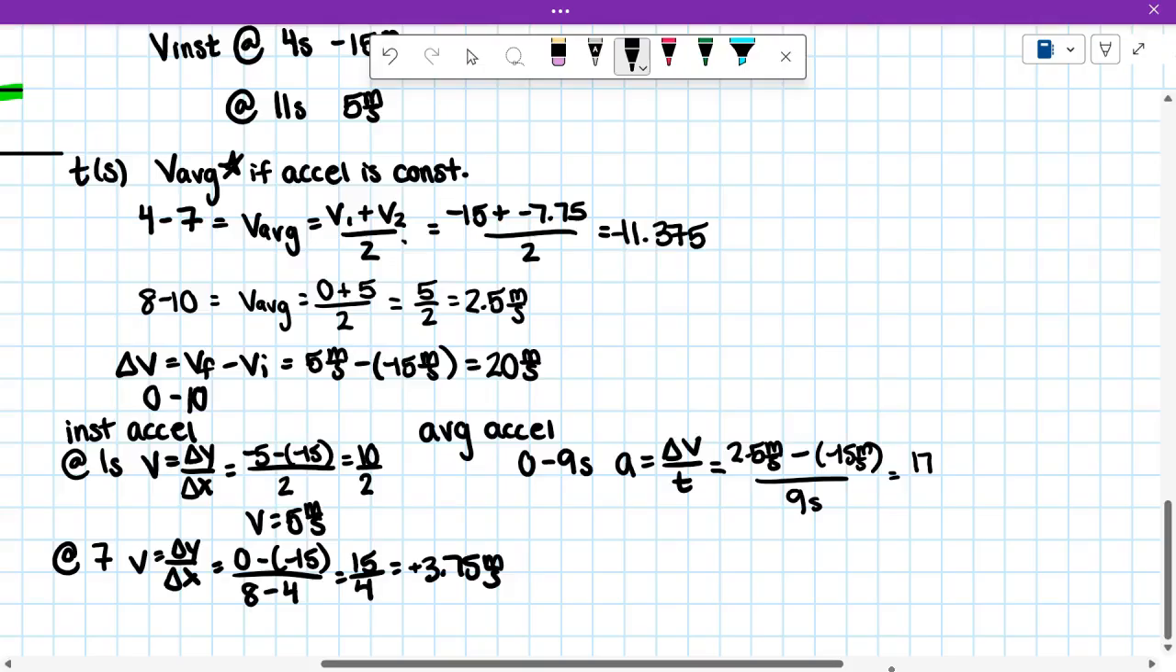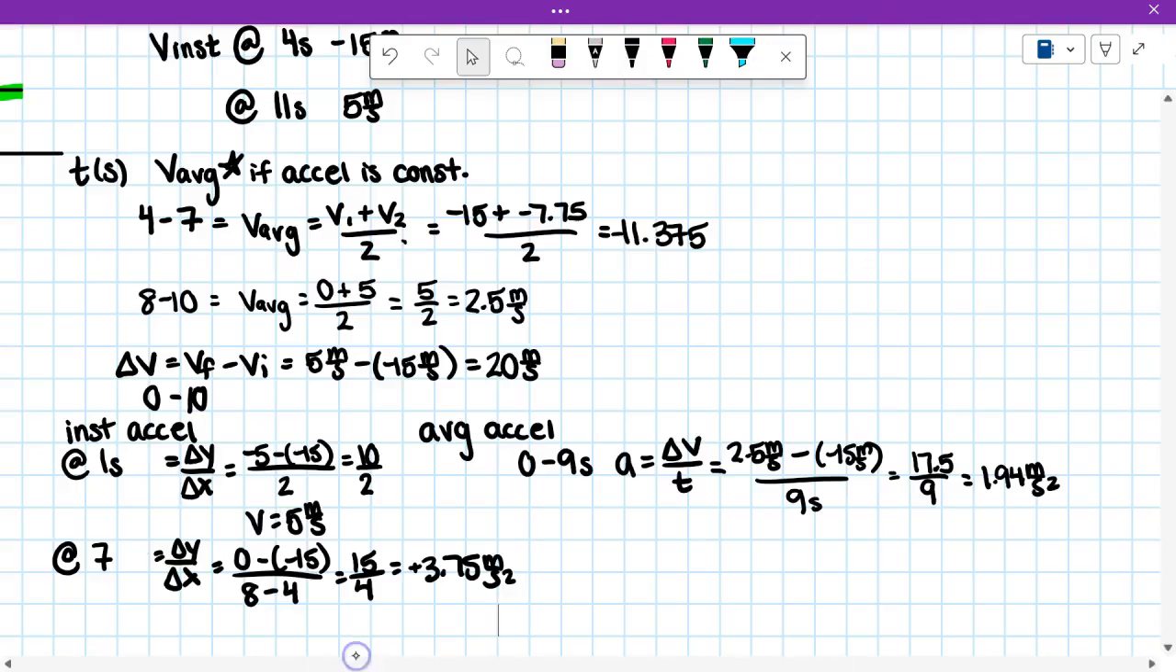So this should be 17.5 over 9. And that gives me 1.94 meters per second squared. Ooh, I got all of my acceleration. Oh boy, sorry. These slopes over here were acceleration, not velocity. Silly me, which means my units need to be meters per second squared, not meters per second, because we were finding instantaneous acceleration. Let's not get confused.